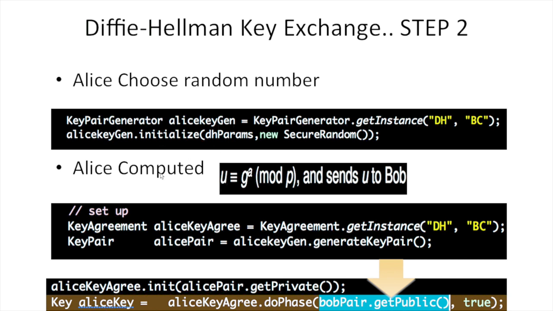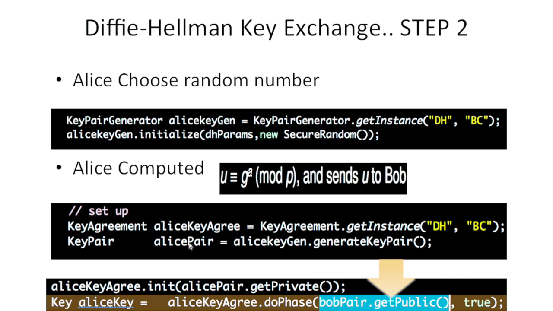Now Alice will compute the value u. So this is a modular arithmetic used to compute u, and then it will send u to Bob. To achieve this, we will take the KeyAgreement API, and with the getInstance of the algorithm name and the provider name. Here it's Diffie-Hellman and the provider is Bouncy Castle. This will create a key pair. A key pair is a form of public key and private key.